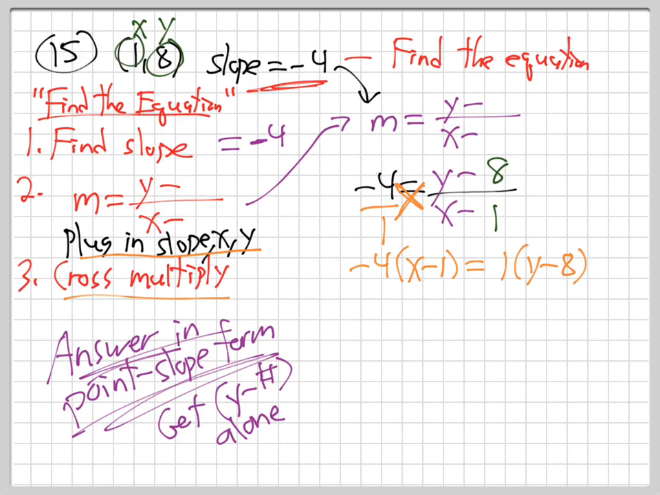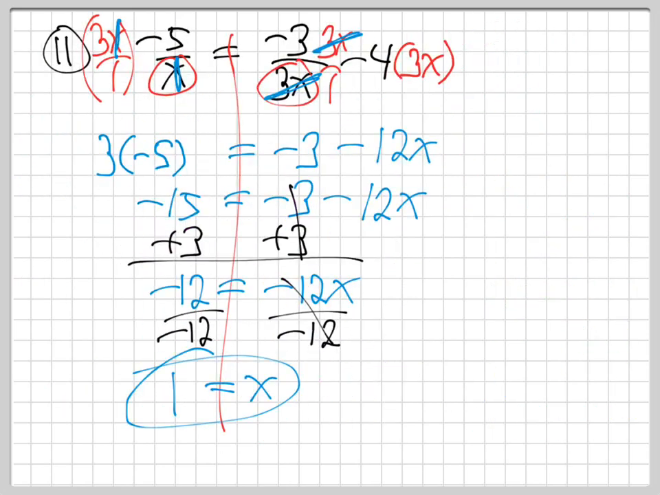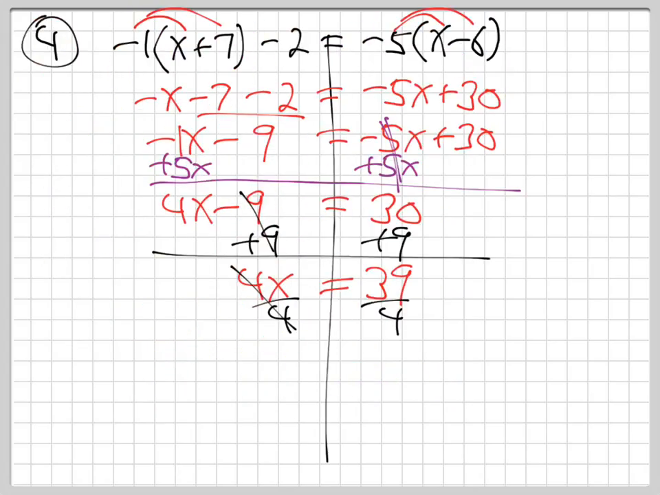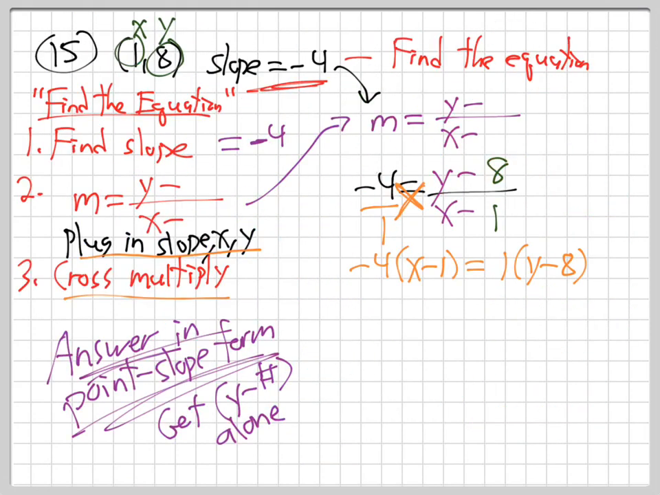But anyway, if you look back at the original question, they said, give your answer in point slope form. What does that mean? Well, it's kind of a weird thing. It means get the y minus parenthesis piece alone. So this piece right here, we need to get him alone. So who's with him? The 1, which means we just need to get rid of the 1. So divide by 1.